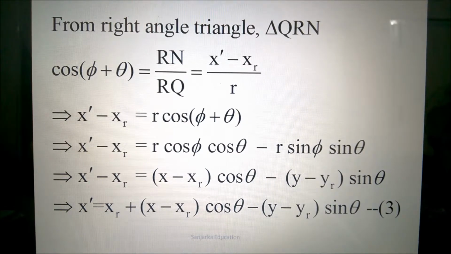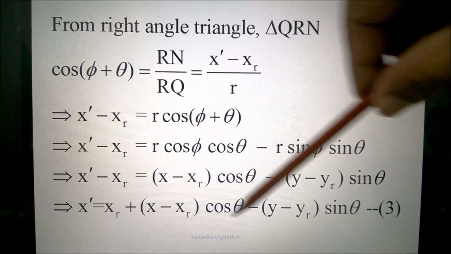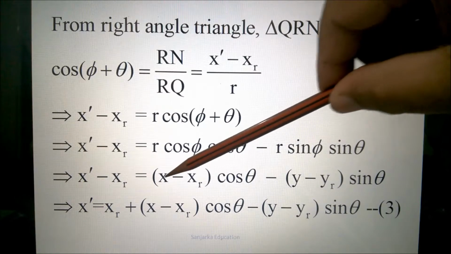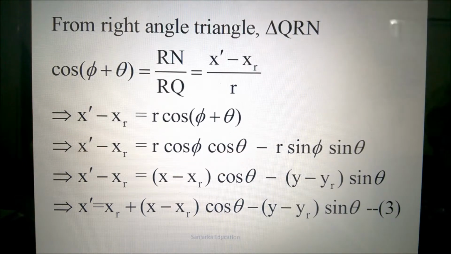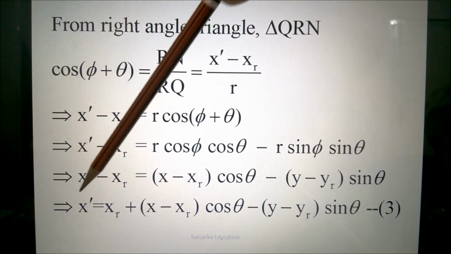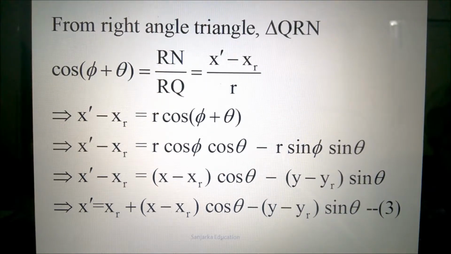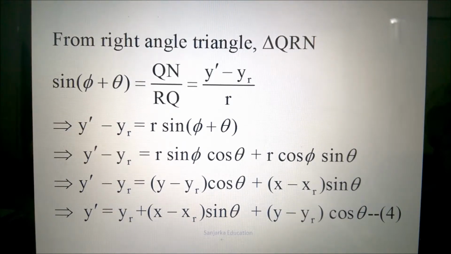Therefore I can find this x dash by this equation here. One thing, r cos phi has been replaced by x minus xr from equation number 1, and we got the new location's x coordinate by equation number 3. Similarly, we can get the y coordinate of the new location, y dash, by equation number 4.